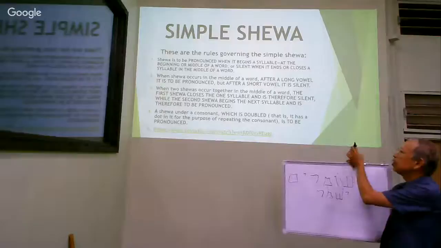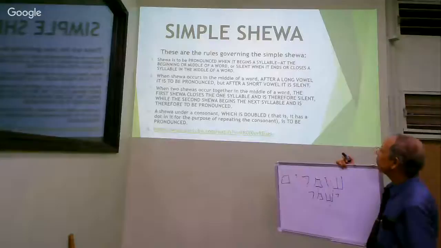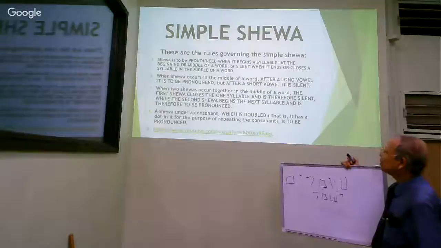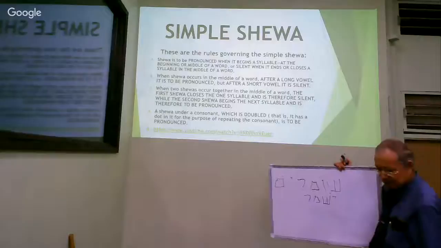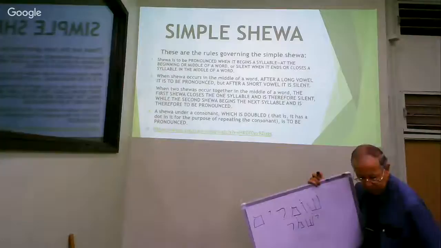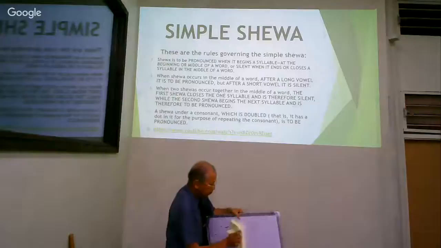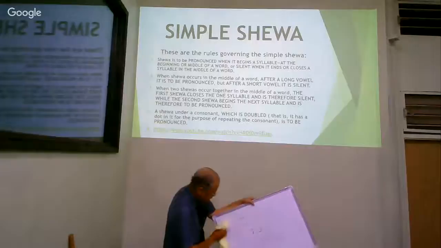Let's look at number three. When two shewas occur together in the middle of a word, the first shewa closes the one syllable and is therefore silent, while the second shewa begins the next syllable and is therefore to be pronounced. Let me illustrate that with two examples. Our two examples to illustrate what I've just read.